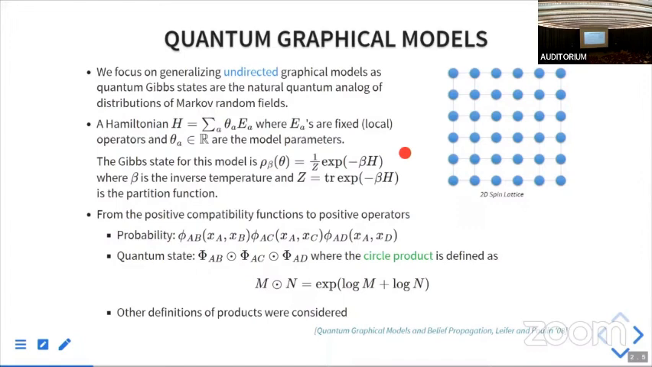Okay, it's all clear. Why is that called graphical models? You can think of it as a generalization of the factorized distributions of this form into this new form, where this capital Phi_AB now is an operator, not a function. It's acting on systems A and B, an operator on A and C, and A and D. So classically, these are positive functions that give you values that are non-negative. In the quantum case, I have positive semi-definite matrices. And this circle product generalizes the product.